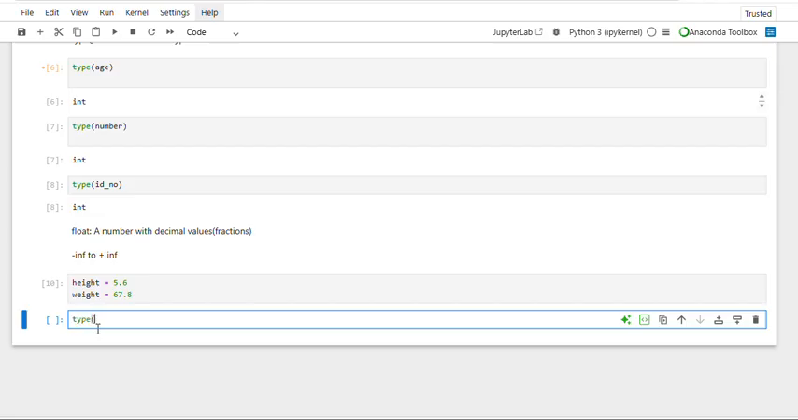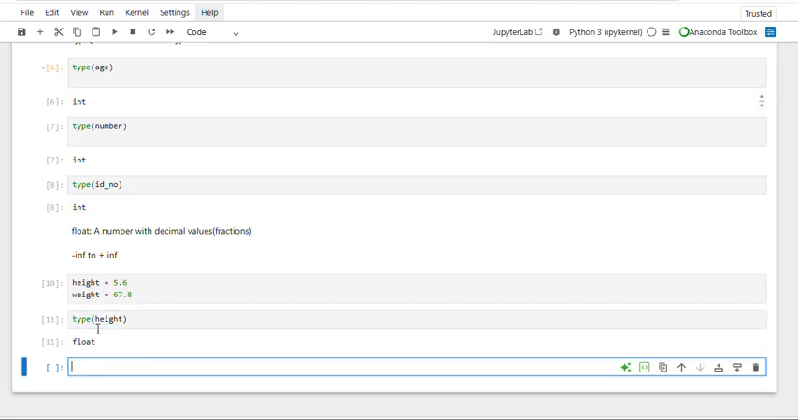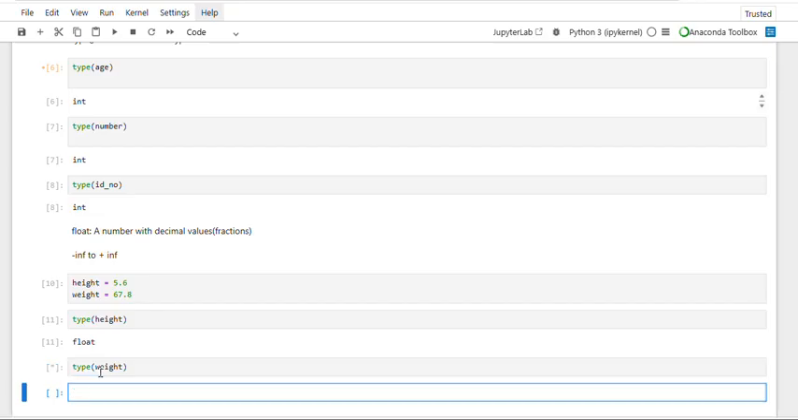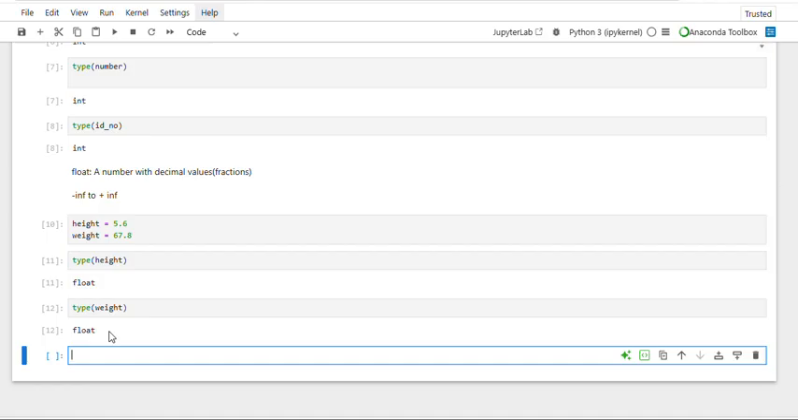Now let us see the type function. Already we have seen type of height. It is giving float, and the second one is type of weight. Even you can see this is also showing a float data type. So by this we can confirm the difference between integer and float: integers are numbers without any decimal values, whereas float is a number that contains a decimal value. So this is a small clarity about integers and float.